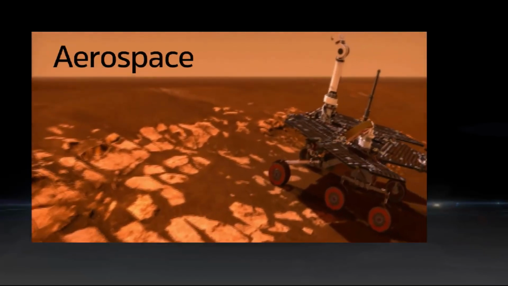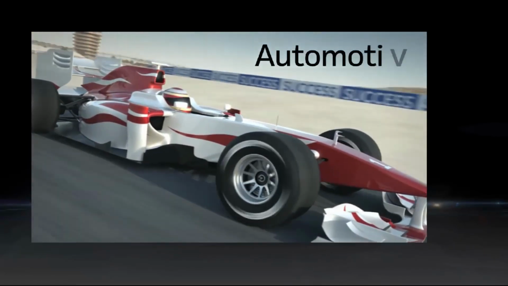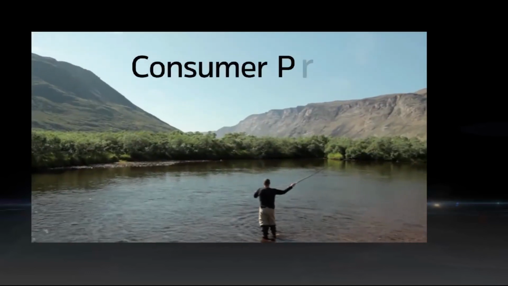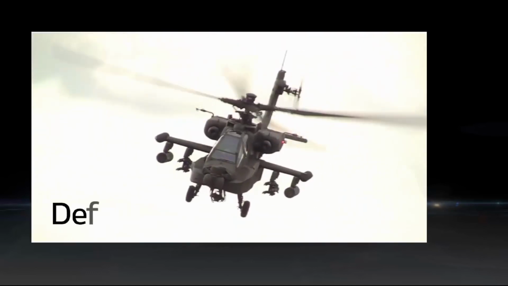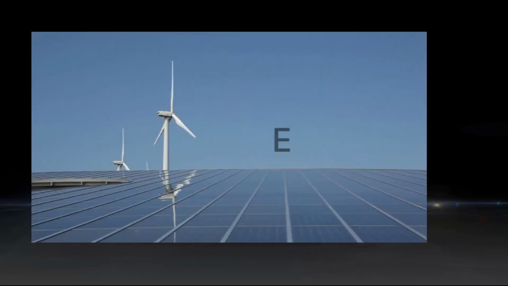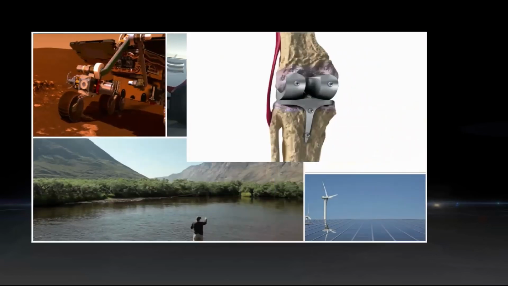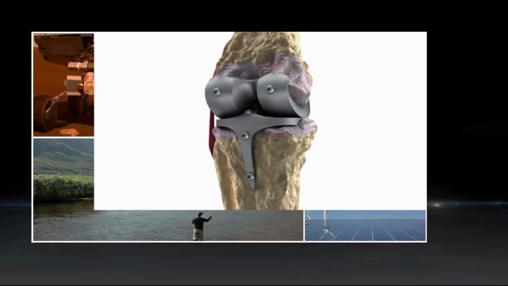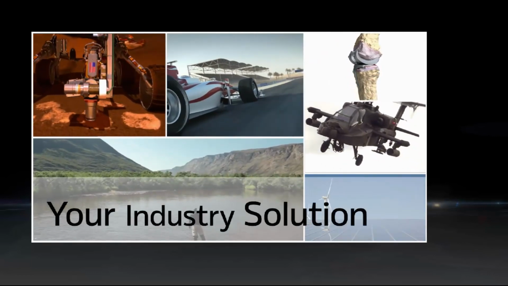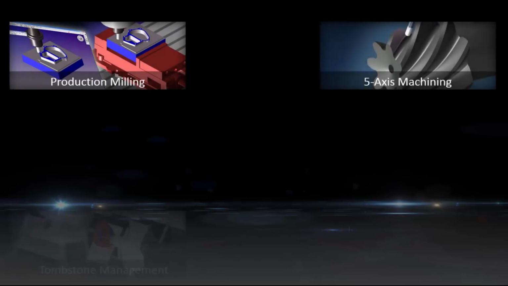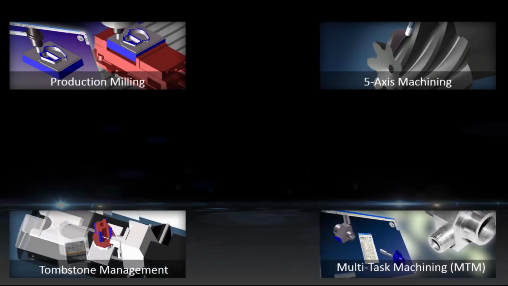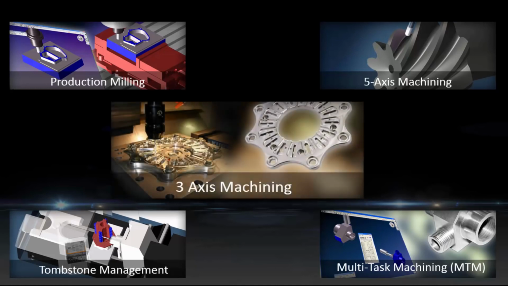As most of you probably know, GibbsCAM has been around for a long time. Gibbs has always taken great pride in developing powerful, easy-to-use software that's both flexible and productive. From consumer products all the way to energy, we here at Gibbs have helped thousands of companies succeed across many different industries. Whether it's basic milling, multi-axis machining, machine tool management, or cutting-edge multitask machine programming, Gibbs can make your job faster and easier. Today, we're just going to focus on one part of that, and that's 3-axis programming.